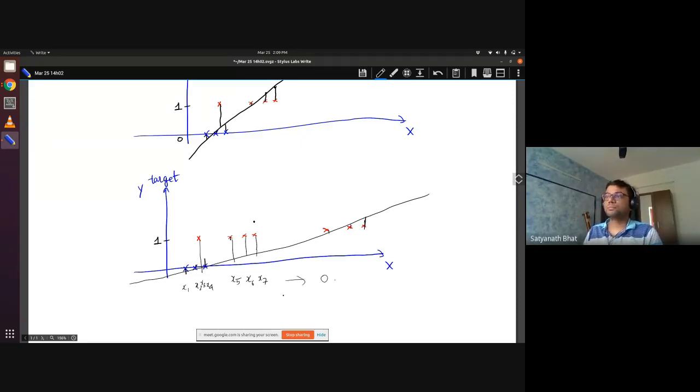Why? Because whenever you are using LMS, like your regression for classification, the threshold is typically 0.5. Anything which is less than 0.5 will be treated as 0. So this is somewhere 0.5. All these points here will be treated as 0, and all the points here will be treated as 1.